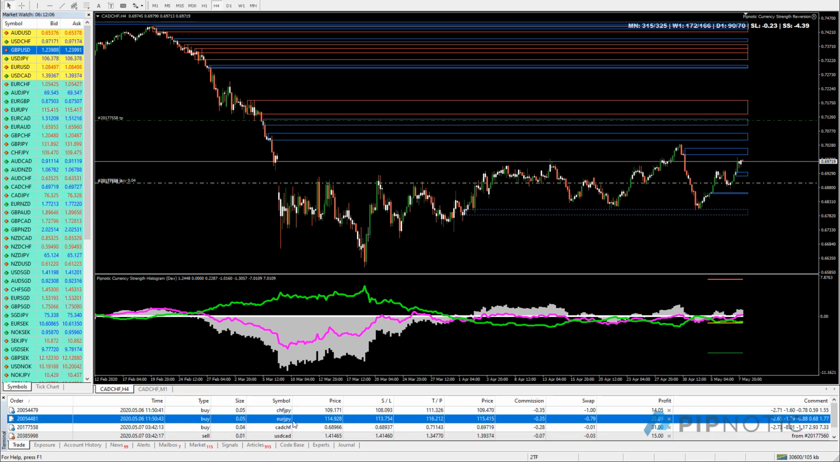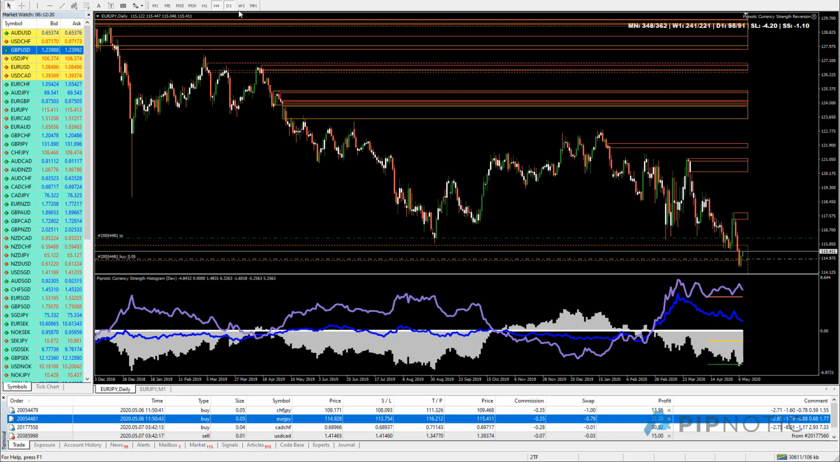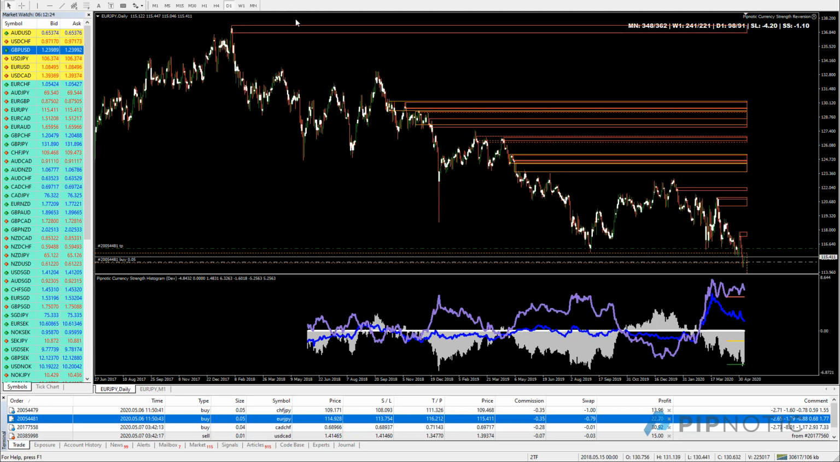And we have the Euro Yen, which is still working. This was a 4-hour currency strength histogram trade where price poked into this area here. We got in a little bit early based on the currency strength, but if we look at where we could have gotten in, you can see, let me zoom out a little.